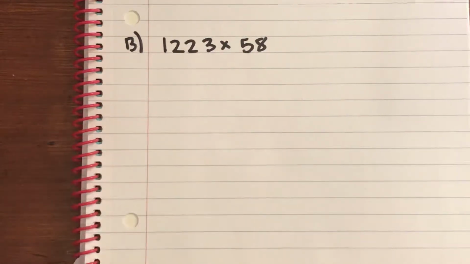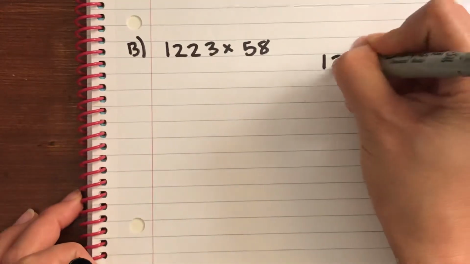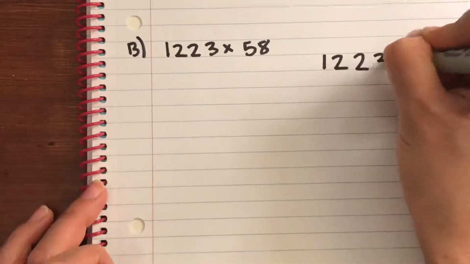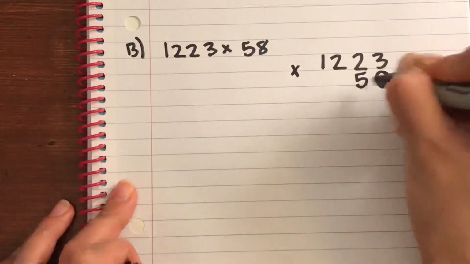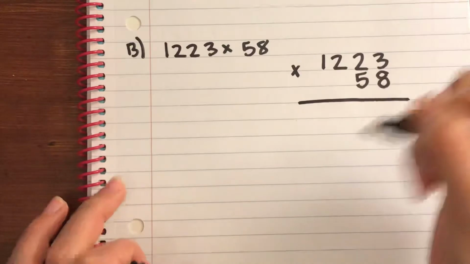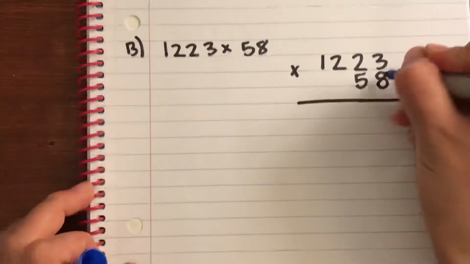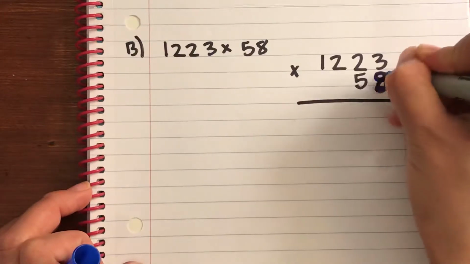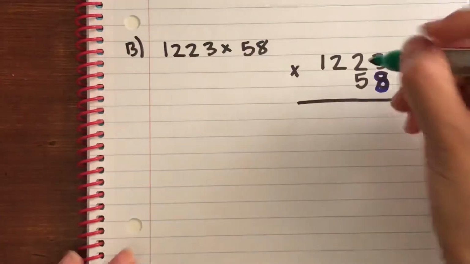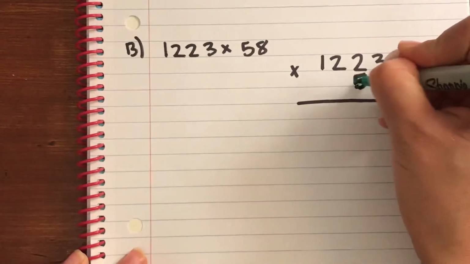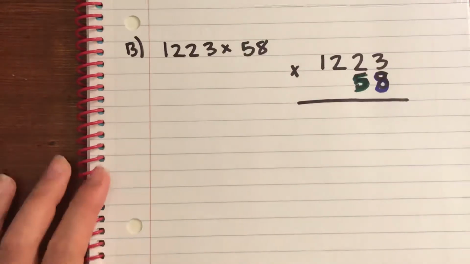Again, the first thing they're testing you is to be able to write it out vertically, lining up the numbers. I'm going to rewrite or trace over the 8 in blue. This is my ones. I'm going to trace over the 5 in green. This is my tens, just so you can see where their answers are coming from.